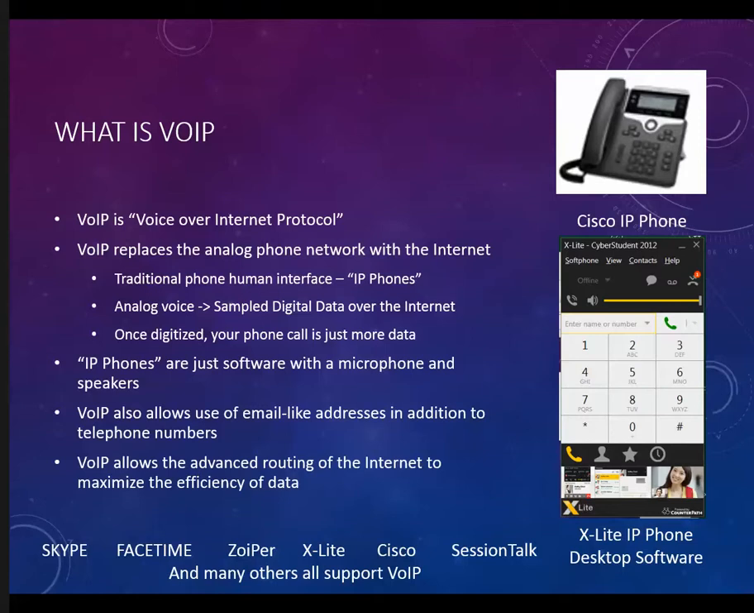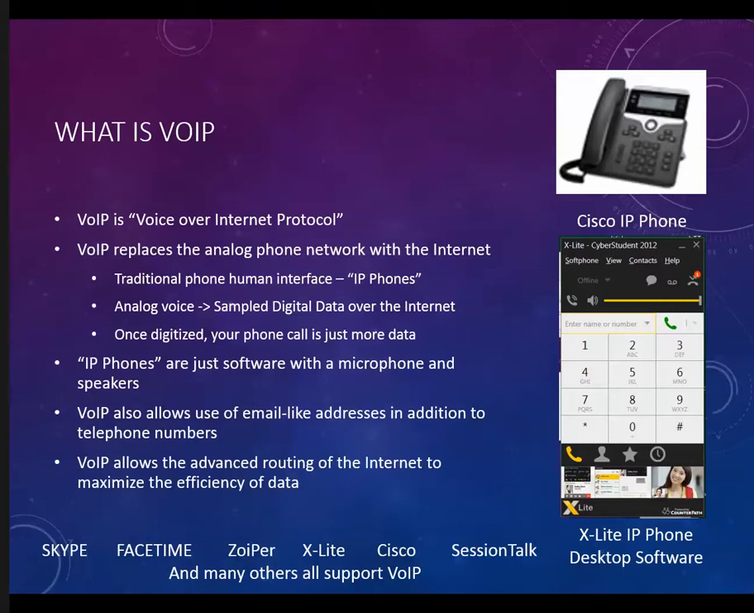And there are a number of tools here. Up in the right-hand corner is what a Cisco IP phone looks like. It looks like an ordinary telephone. It's just a lot smarter. It actually has better voice quality, and it has an Ethernet connector on the back.